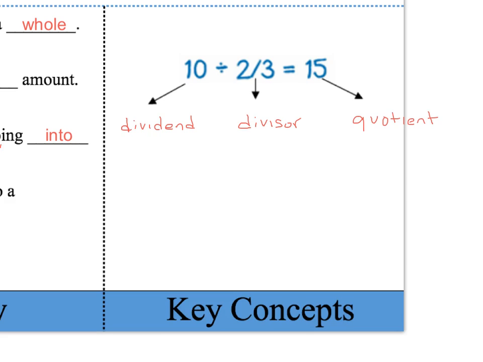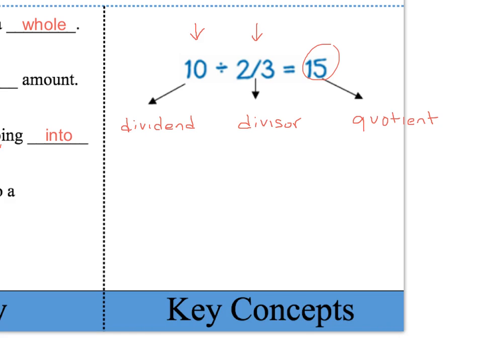So you cannot mix it up. You can't say that the 2/3 is your dividend or the 10 is your divisor. You cannot flip them. If the problem gives you the 10 coming first, that has to be my dividend. If the 2/3 comes second, that has to be your divisor. And when you solve the problem, you get your quotient.